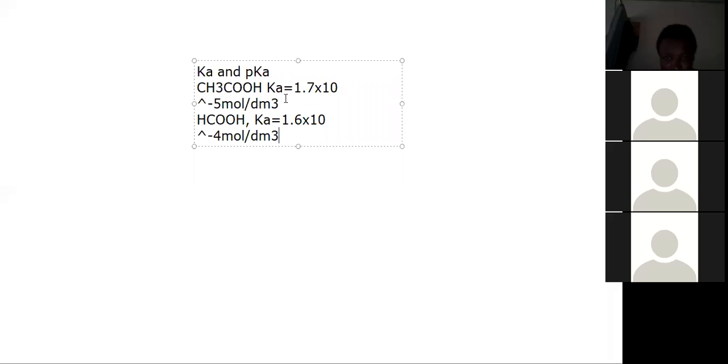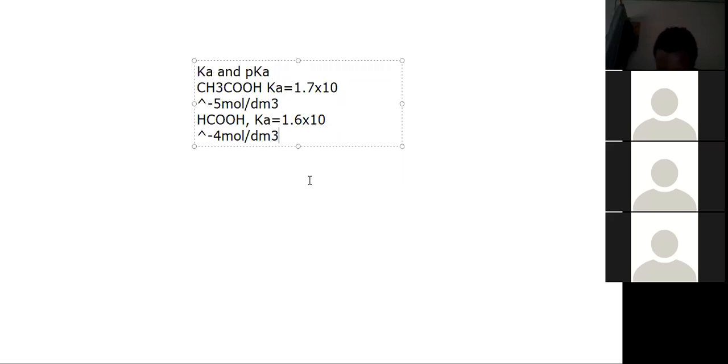So this one, as I've already explained, is a weaker or less dissociated acid than methanoic acid. And so you can tell that this one dissociates less than that one. So that's what it means.